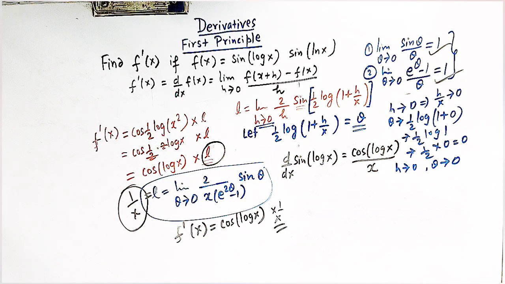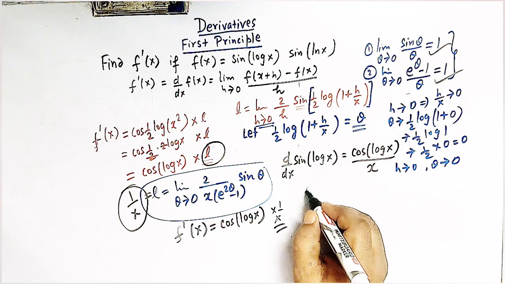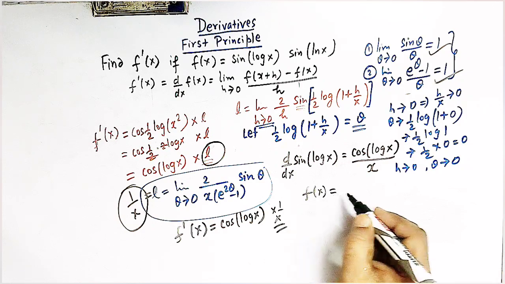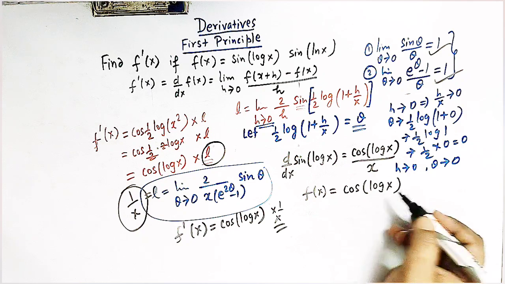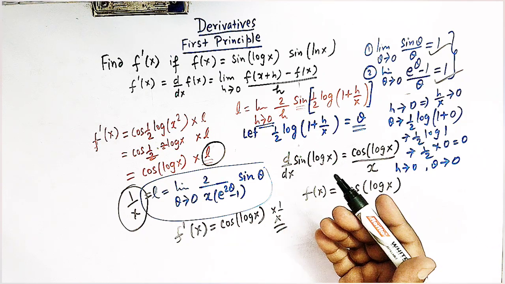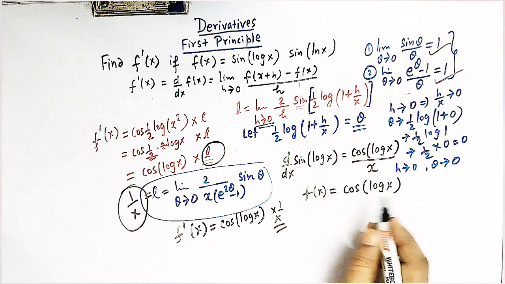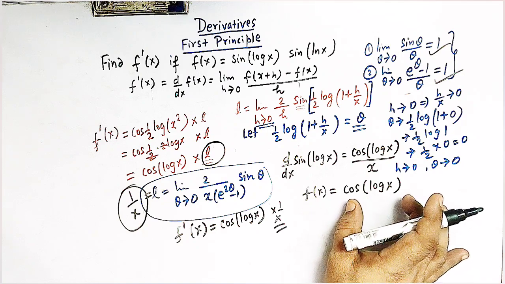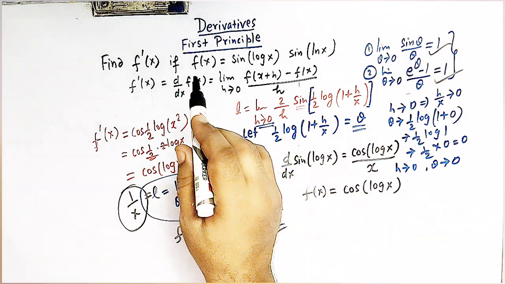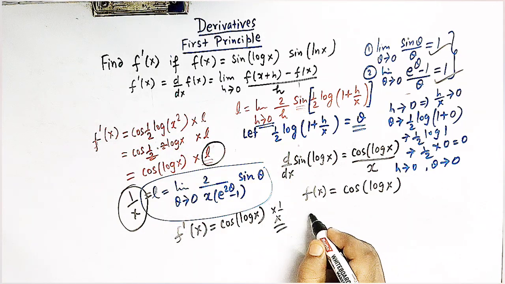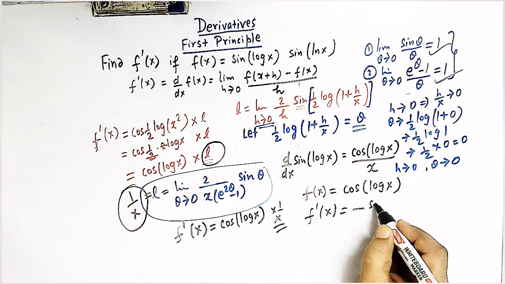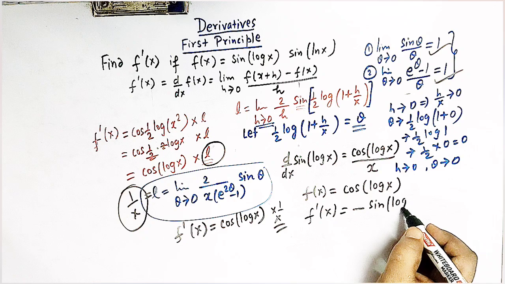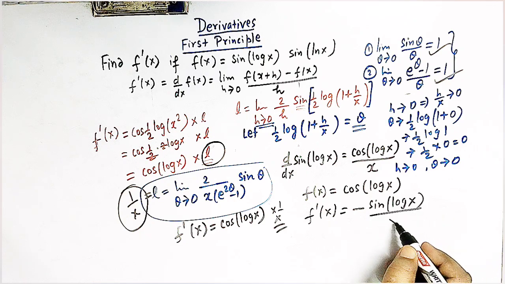So this is how, by using the concept of first principle, we can find out the derivative of sine log x, and similarly we can find out the derivative of the function, that is cos of log x. This is an exercise for the viewers to find out the derivative of cosine log x with the help of first principle, and the derivative of this function is given by minus sine log x divided by x.